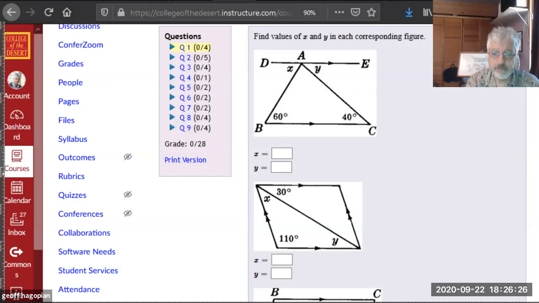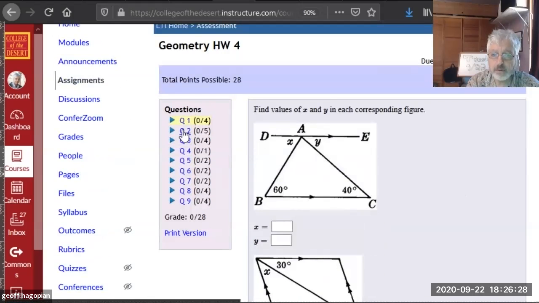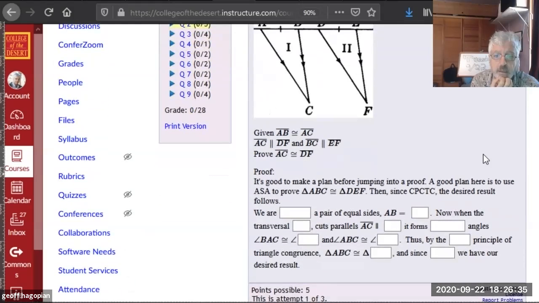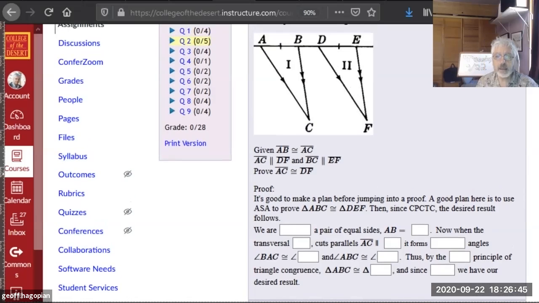All right, and so let's go to number 2. And we will prove the following. Given that AB is congruent to AC, I don't quite see the whole diagram. Okay, AB is congruent to AC. Does it look like it's congruent? Not really.